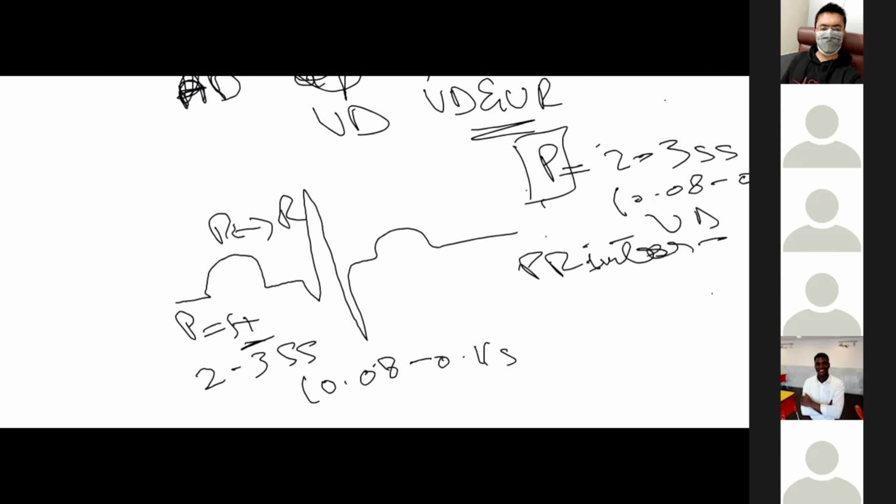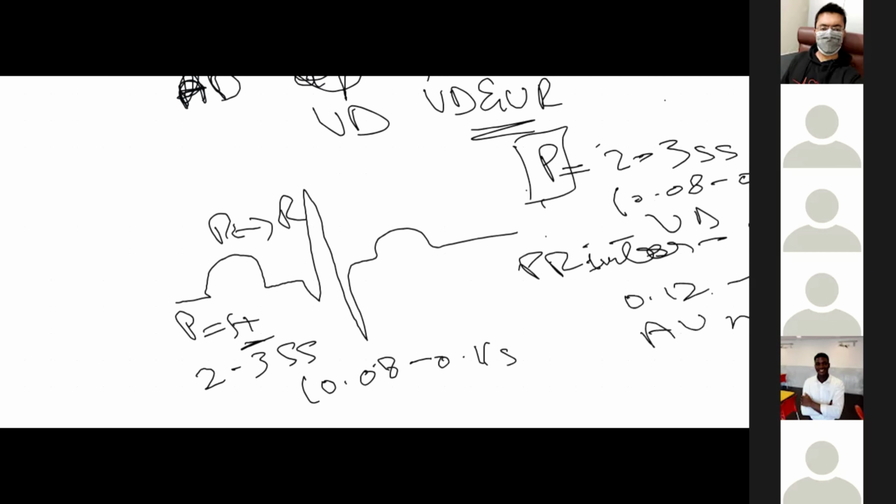Normally the PR interval is 3 to 5 small squares, which is 0.12 to 0.2 seconds. What does this PR interval basically show? This is the normal AV nodal delay.